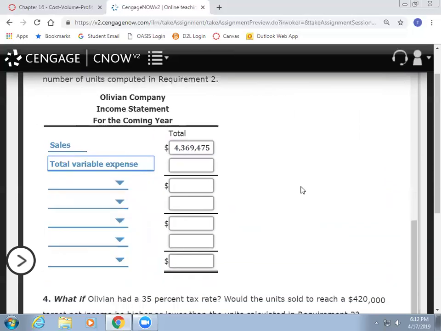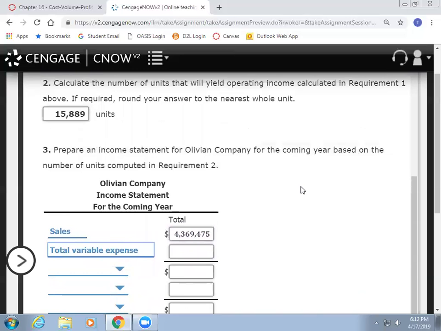Our total variable expense, well, we would have to add those up, right? That would be the 90 plus the 65 plus the 16 plus the 14. So if you added up just the variables, the total variable expense per unit is $185. Times the 15,889 units, you should get 2,939,465.